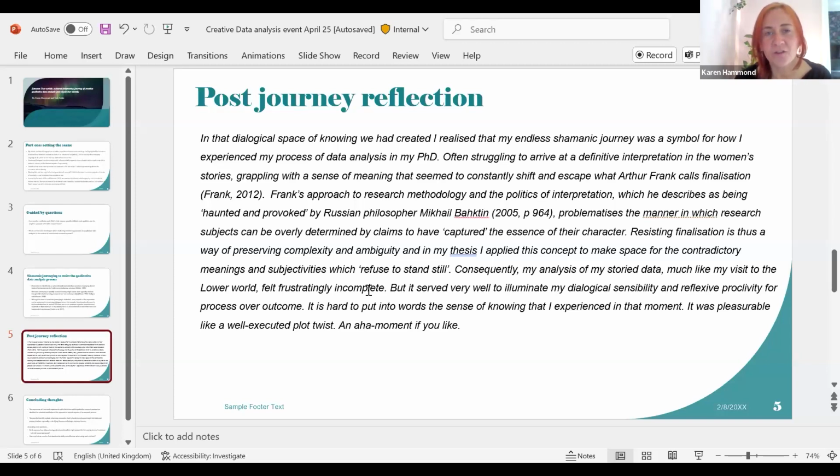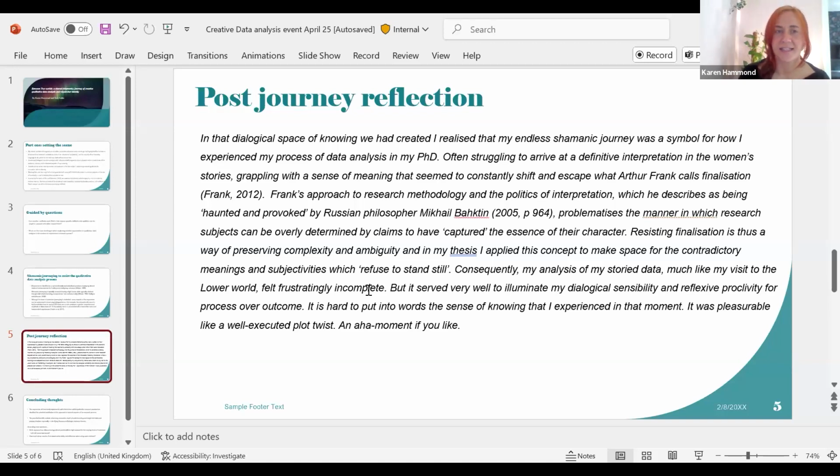In that dialogical space of knowing we had created, I realised that my endless shamanic journey was a symbol for how I experienced my process of data analysis in my PhD. So often struggling to arrive at a definitive interpretation of the women's stories, grappling with a sense of meaning that seemed to constantly shift and escape what Frank calls finalisation. Frank's approach to research methodology and the politics of interpretation, which he describes as being haunted and provoked by the Russian philosopher Mikhail Bakhtin, problematizes the manner in which research subjects can be overly determined by claims to have captured the essence of their character.